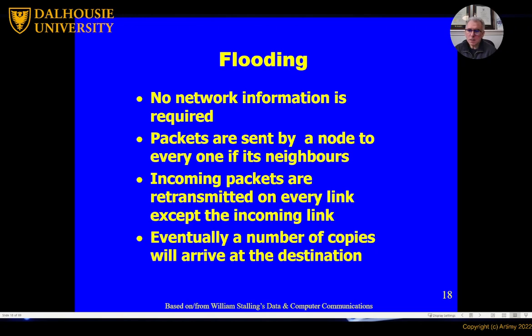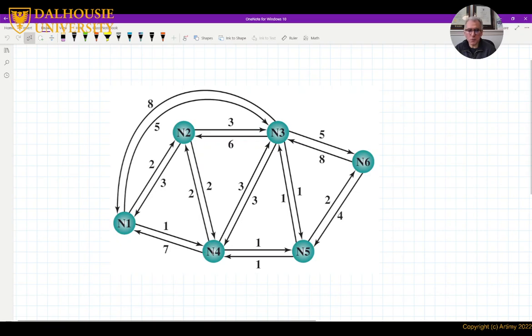Another strategy is flooding. Flooding means that when a packet is received by a router, the router will send it to all other links. So if router 4 has 4 links, and it receives a packet from N2, it sends the packet to all the other nodes. It will send it to node 1, to node 3, and to node 5, right? So it floods it.